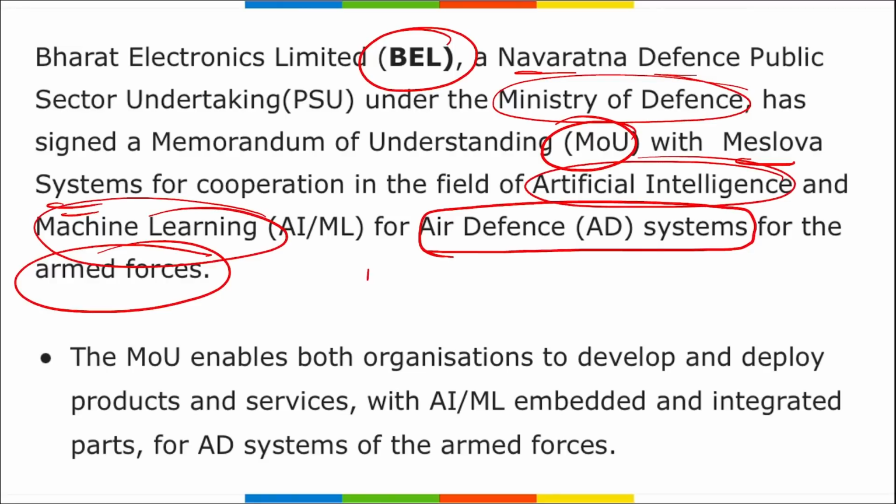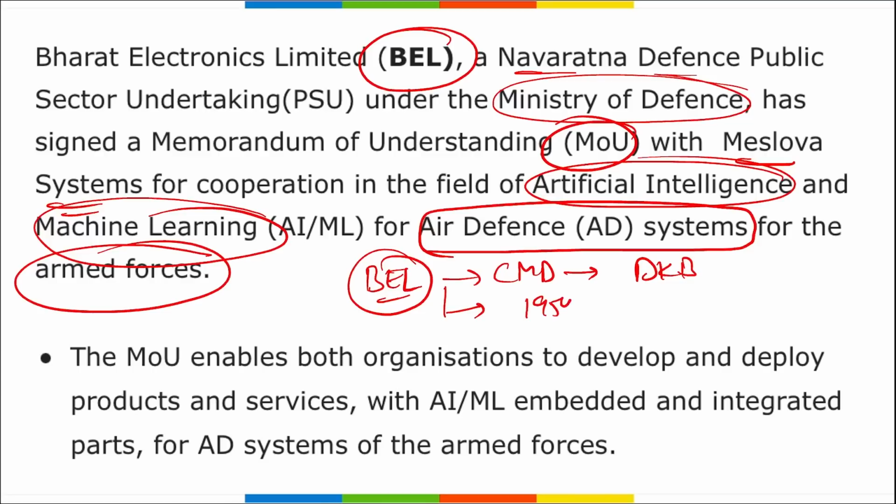Then next thing you need to remember is about BEL, who is the chairman and managing director here. He will be Dinesh Kumar Batra ji, and this was established in 1954, and where is the headquarter? Bangalore, Karnataka is the headquarter. If we talk about Melsova Systems, it was established in 2015 and Hyderabad, Telangana is the headquarter.